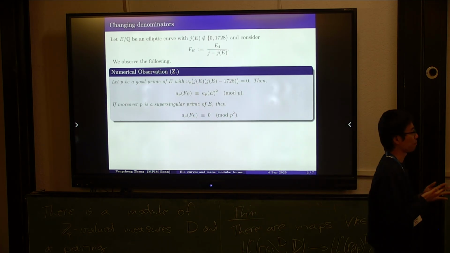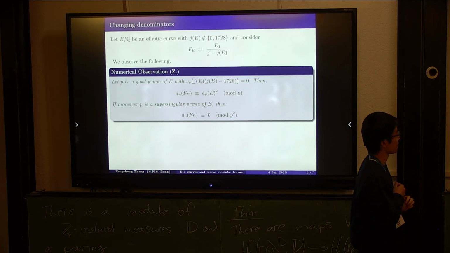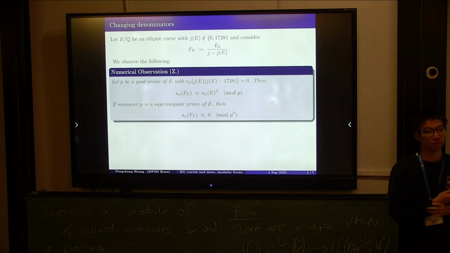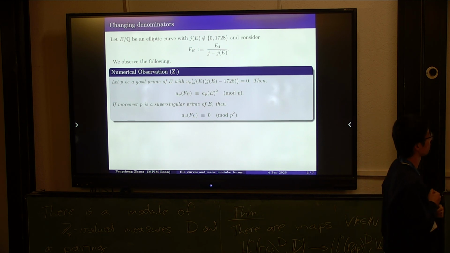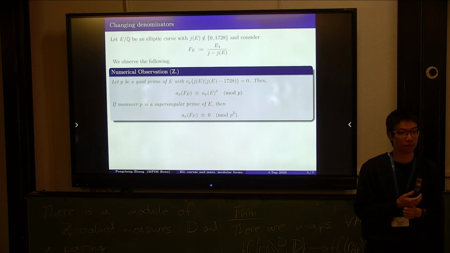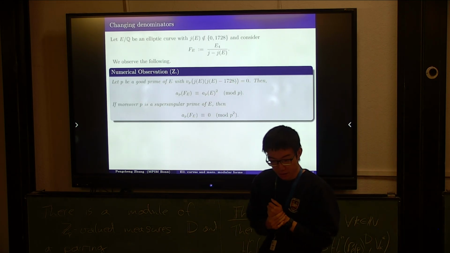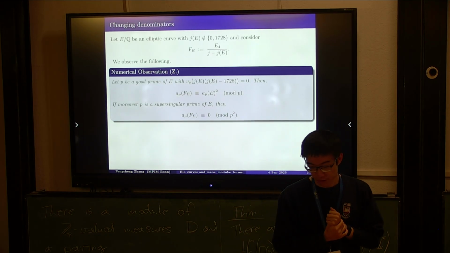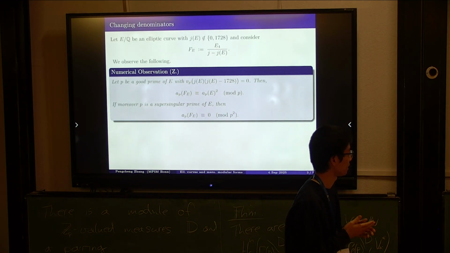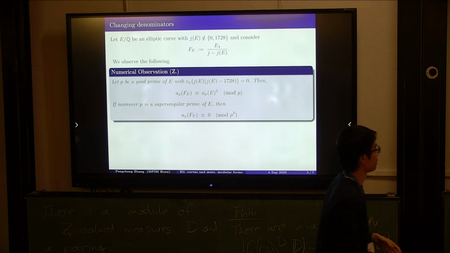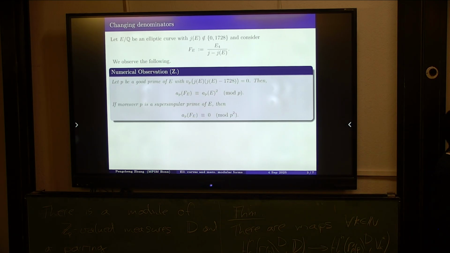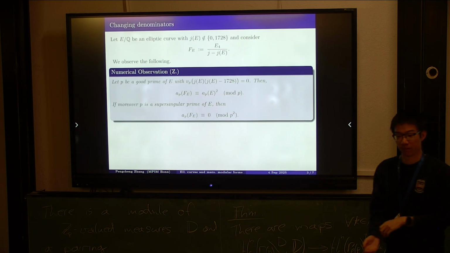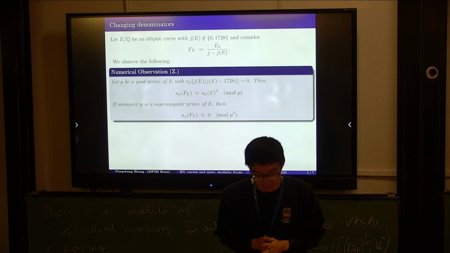If we take a good prime p of the elliptic curve, then it seems that the p coefficient of this meromorphic modular form is congruent modulo p to the square of the a_p of the elliptic curve. And if moreover p is a supersingular prime, then the p coefficient is in particular divisible by p squared. If we just look at the first congruence, in the supersingular case the p coefficient is only a priori divisible by p, but actually it is divisible by p squared.